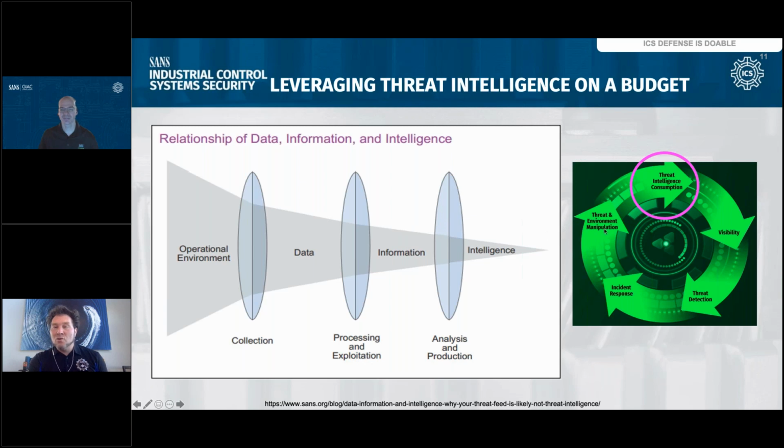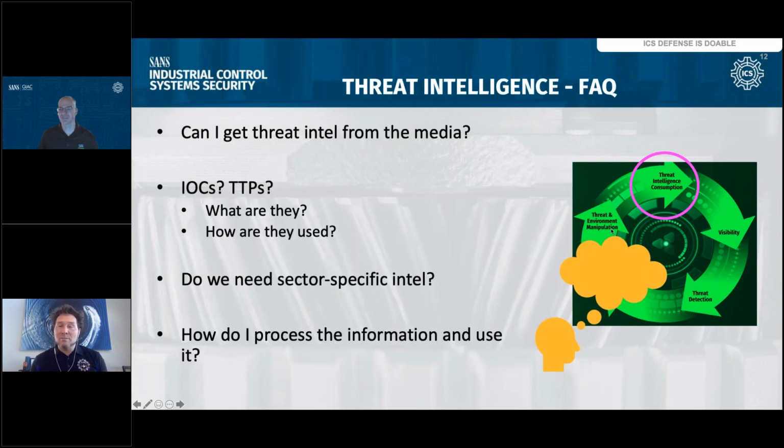So you probably have a lot of questions about threat intelligence as the first phase of active cyber defense. So what I'm going to do is I'm going to pass it to Stephen to answer some of these questions. And some of these questions you probably already have.